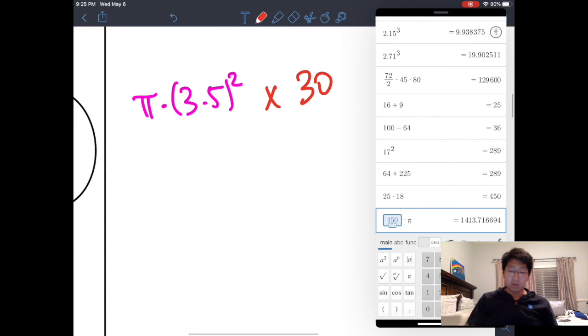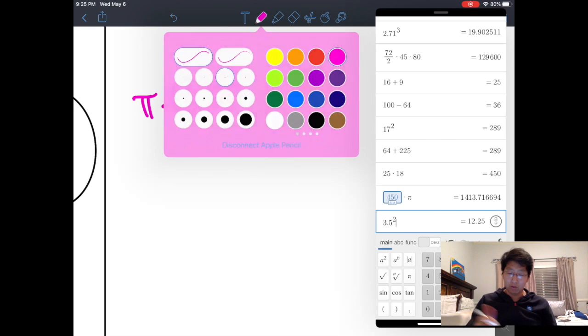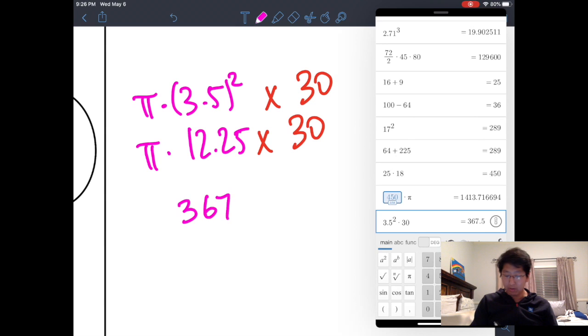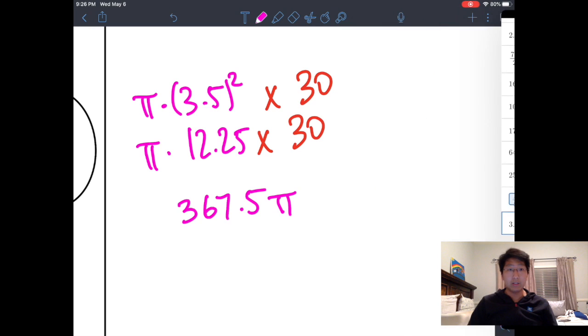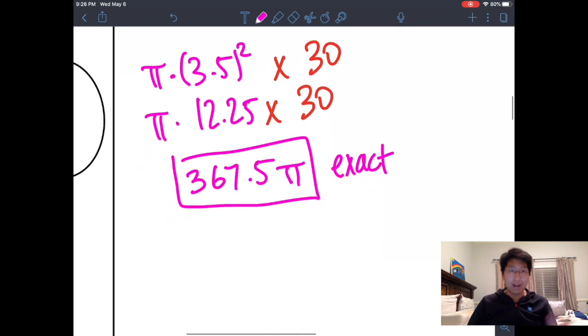So what I'm going to do is pull out my calculator, do 3.5 squared, and then get 12.25 times 30. And we still have pi, right? And then we're going to multiply this by 30, and we get 367.5 pi. And this right here is an exact answer. So I'm going to box that, and say exact, in terms of pi.